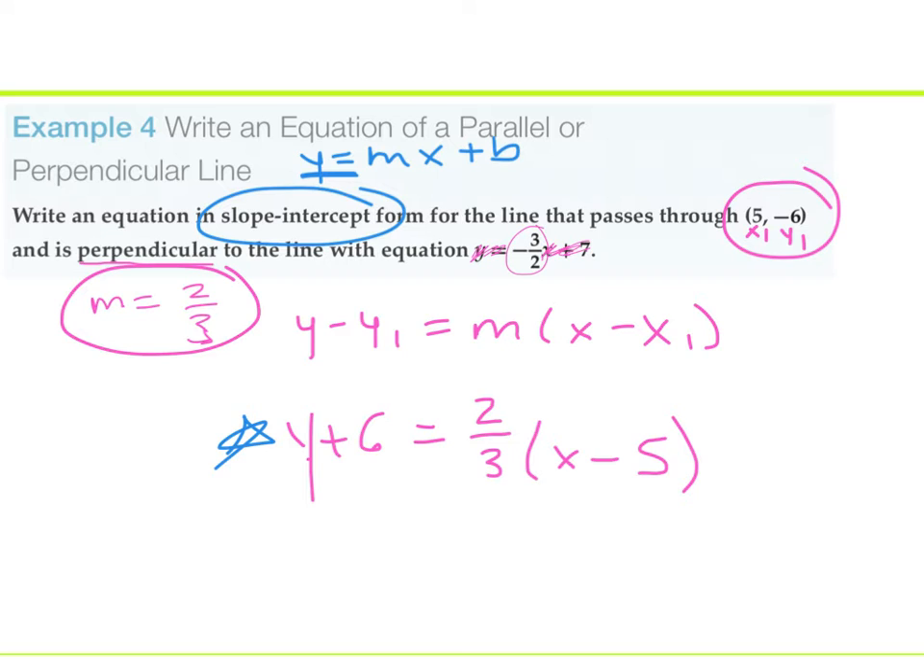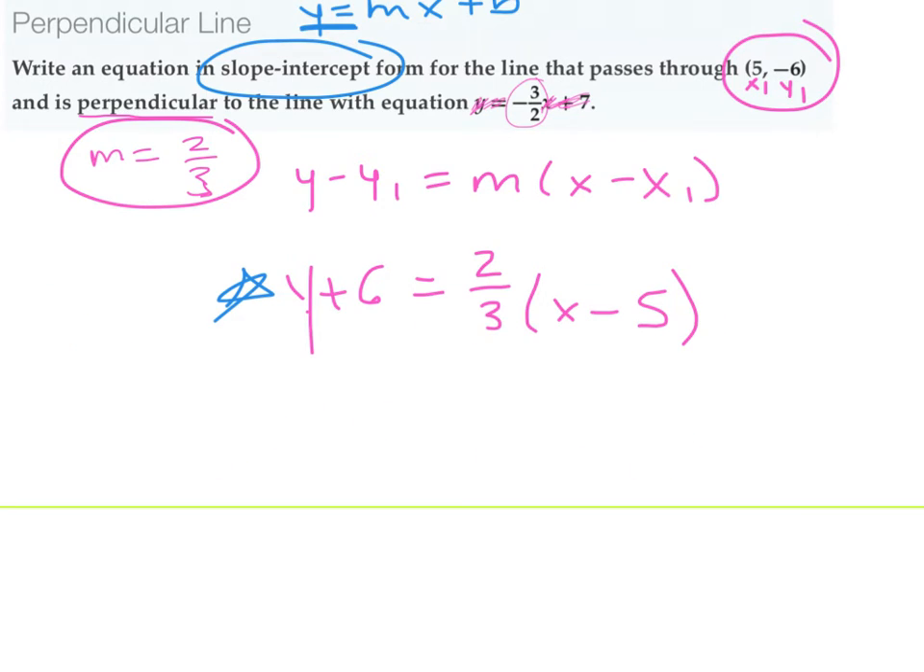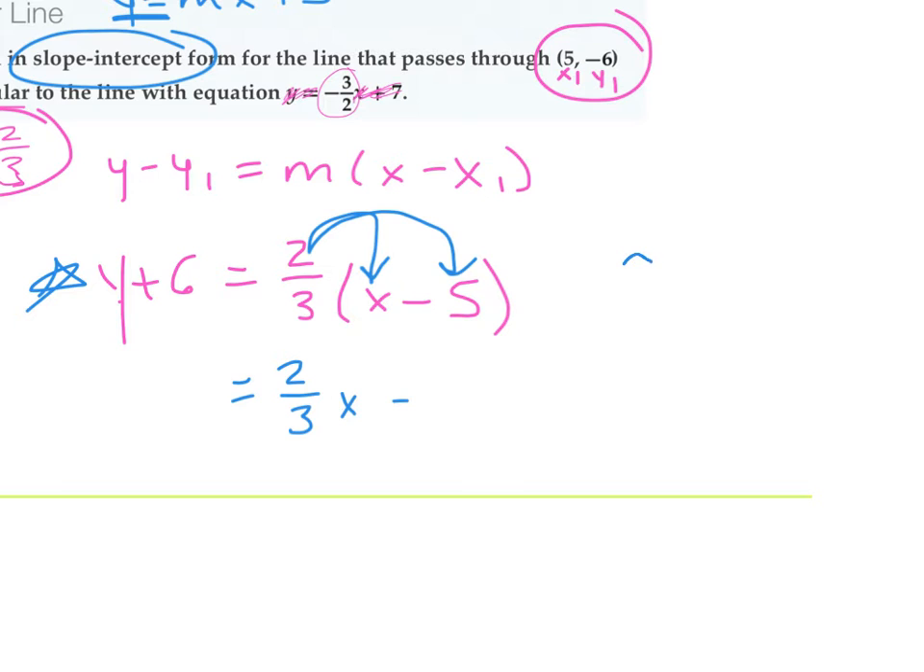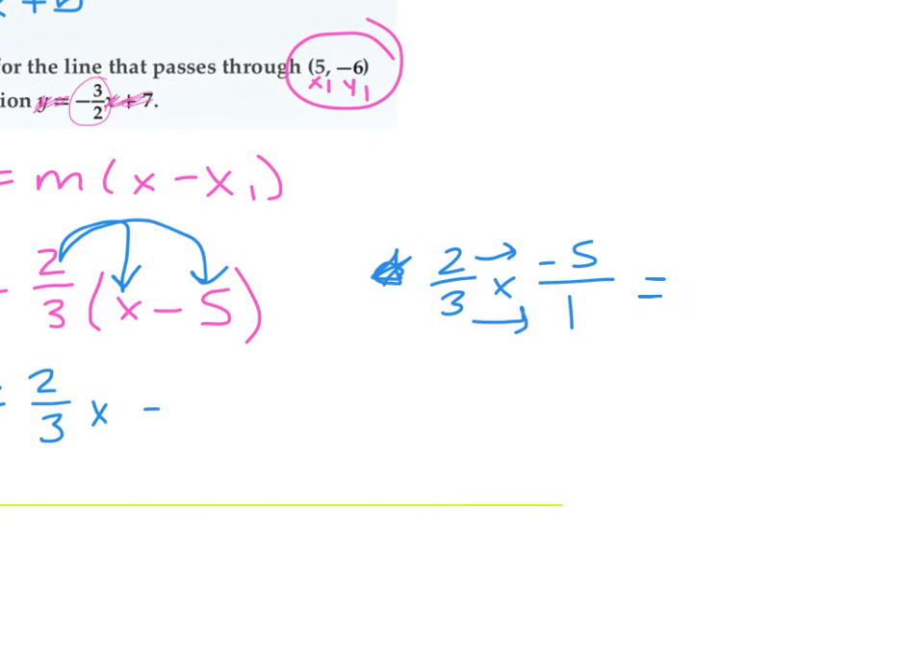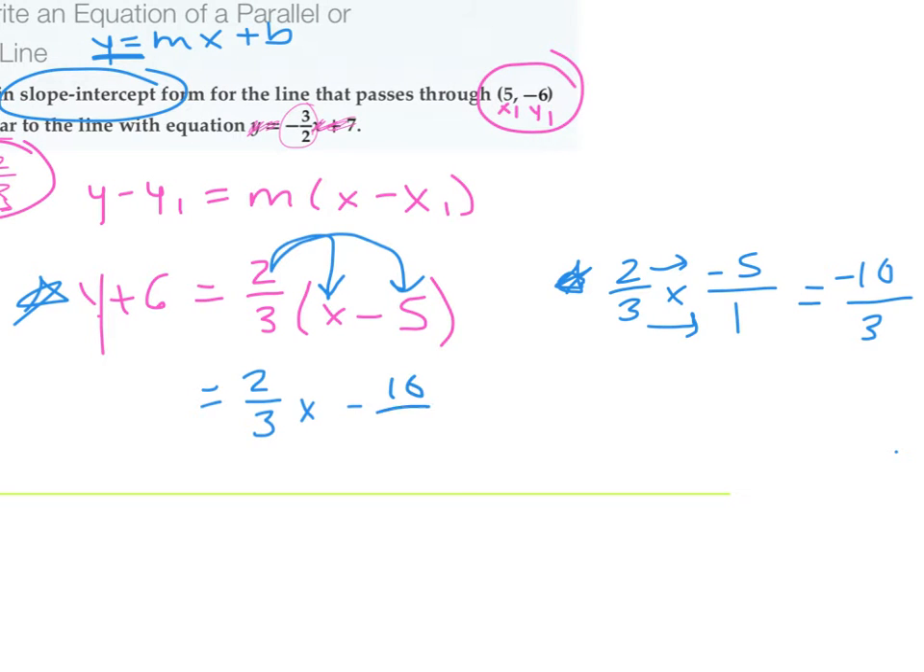Distribute. So we're distributing into our parentheses. So we have 2 over 3 times x and 2 over 3 times negative 5. So this is 2 over 3x minus 2 over 3 times negative 5. I'm going to do that on the side here. So we have 2 over 3 times negative 5 over 1. When multiplying fractions, we just multiply the tops together and the bottoms together. So this is negative 10 over 3. So minus negative 10 over 3 is equal to y plus 6.